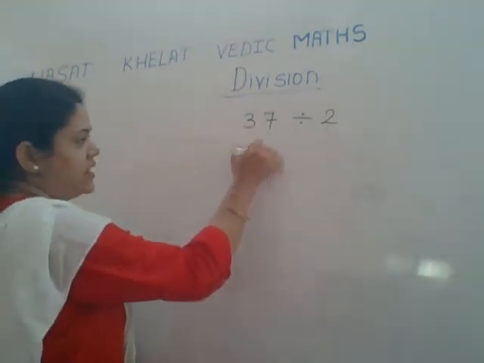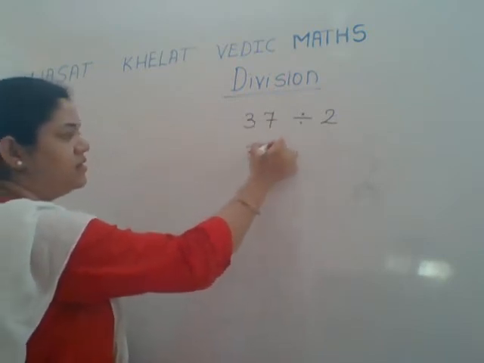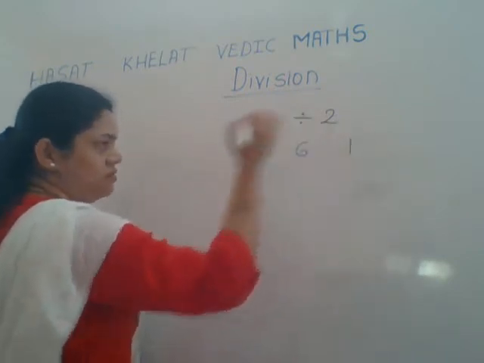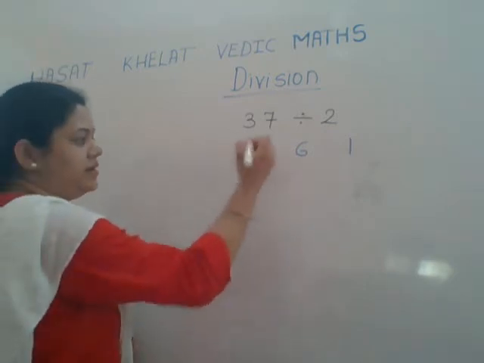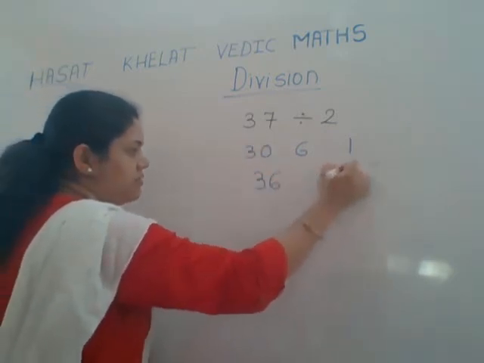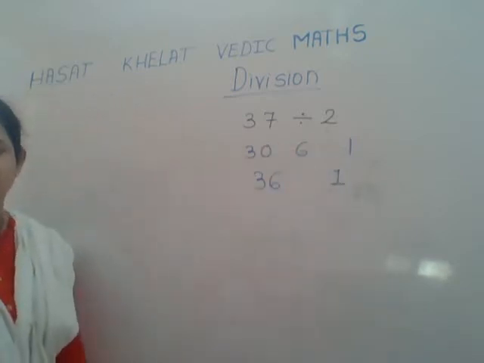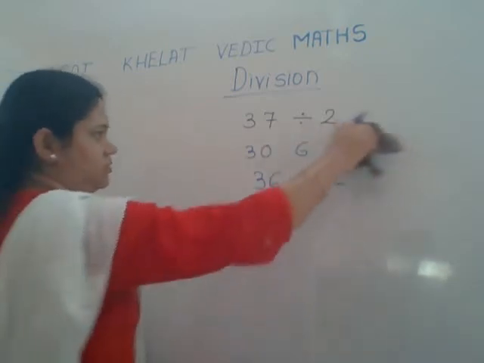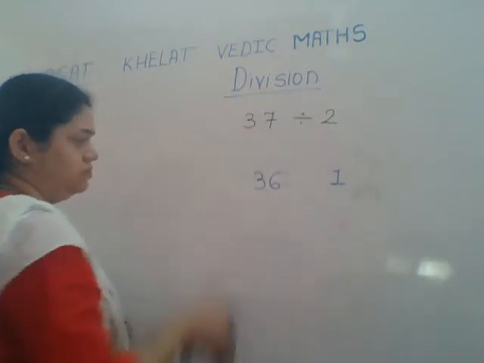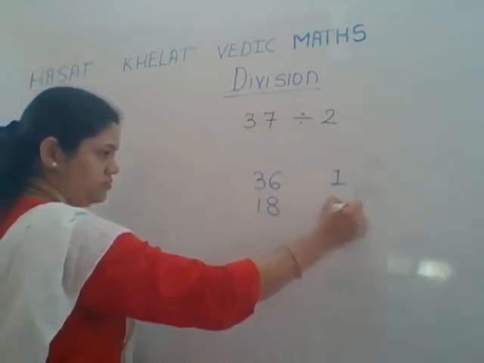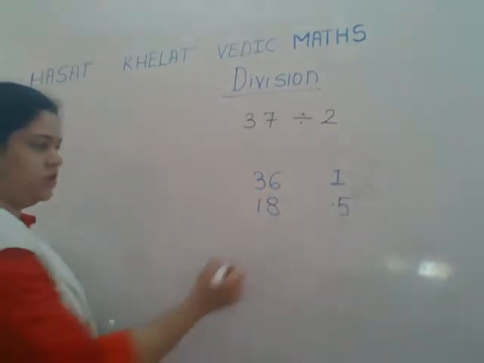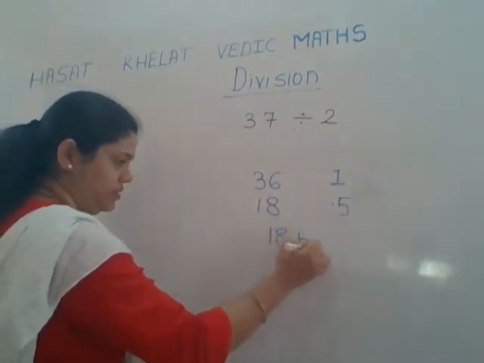37, I will write it as 36 and 1. You can write it as 36 and 1 when you gain command of this method. Now half of 36 is 18 and half of 1 is what? 0.5. So what is the answer? 18.5.